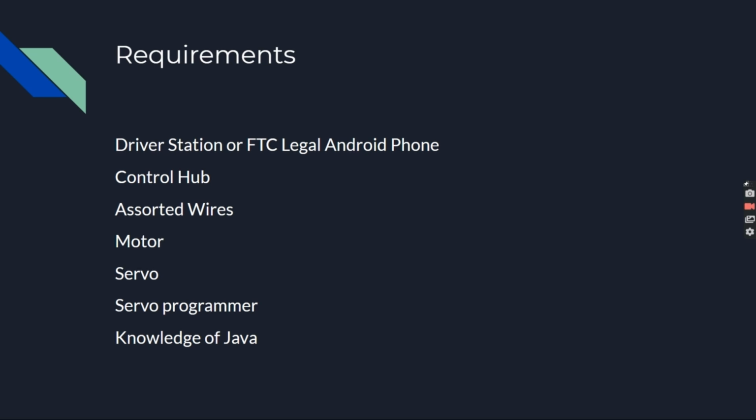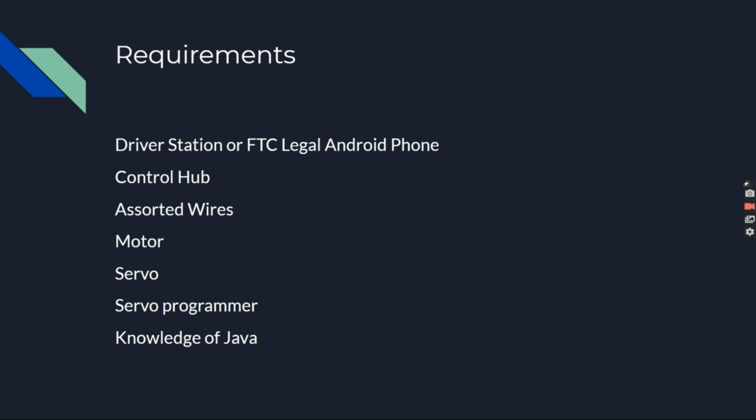Some of the things you're going to need for this tutorial is a driver station, or you can use an FTC legal Android phone, which you can find in Game Manual 1. You're also going to need a control hub and some assorted wires, but most of those wires should come in packages with these other required hardware devices, so there shouldn't be any extra wires you need to purchase. You're also going to need a motor and a servo programmer. We will be using a Rev servo programmer in this demonstration, and we will be using a driver station instead of an Android phone for our tutorial.